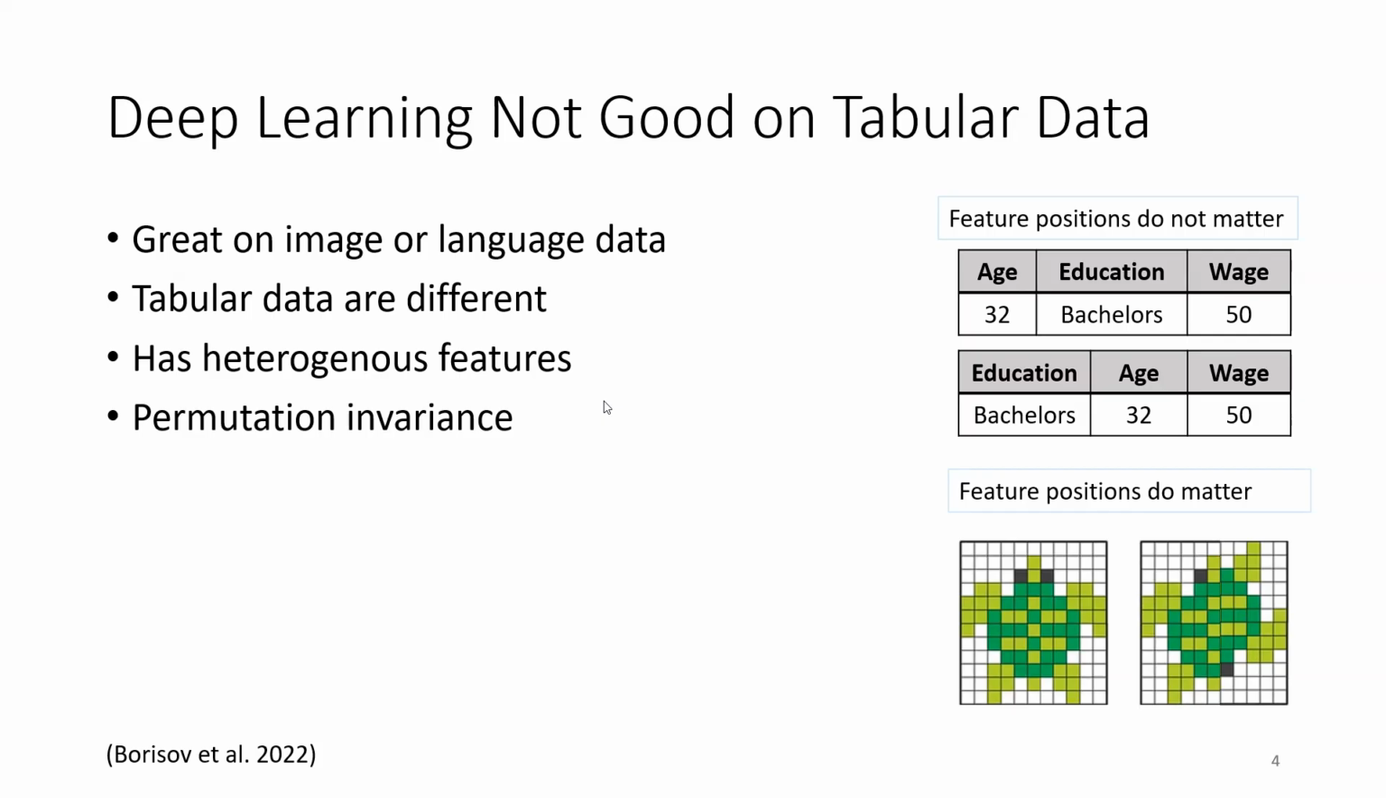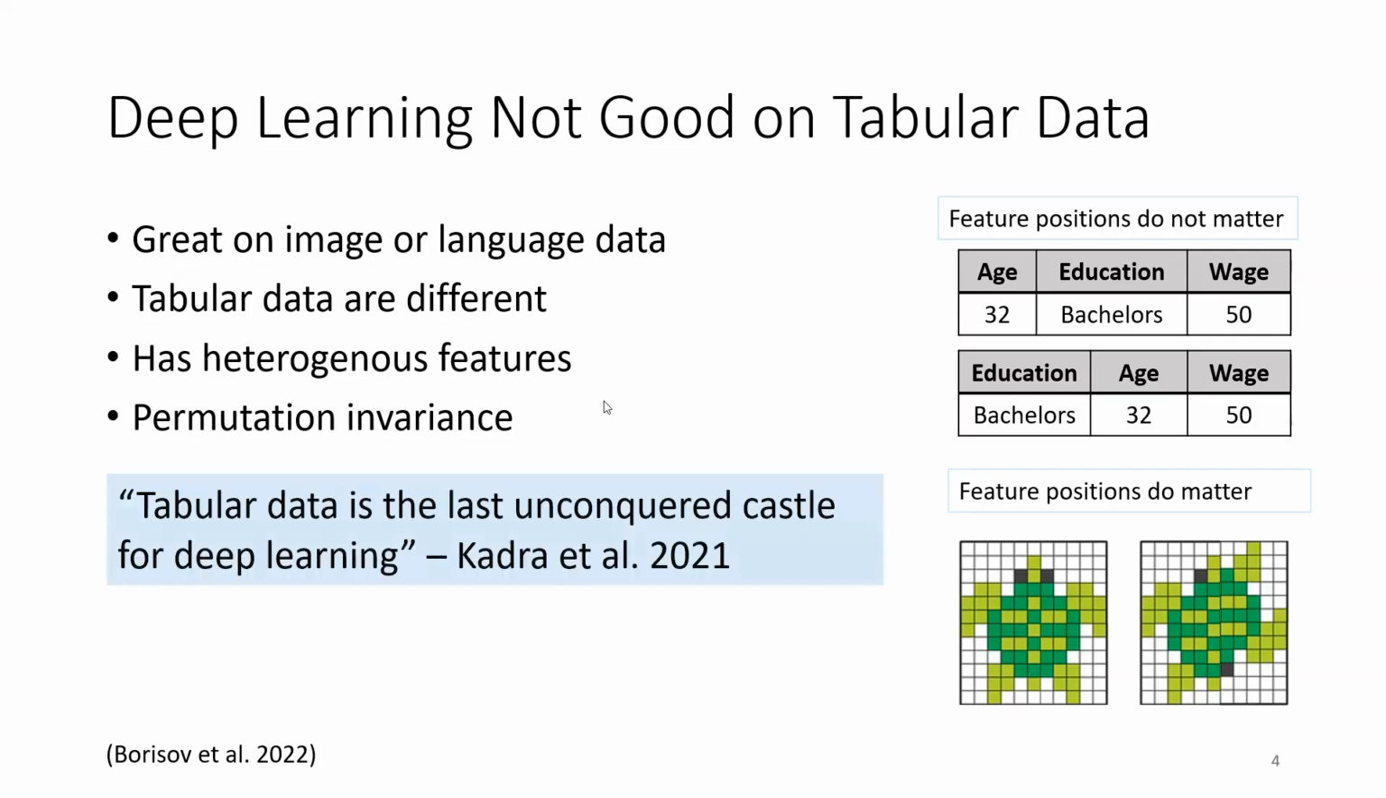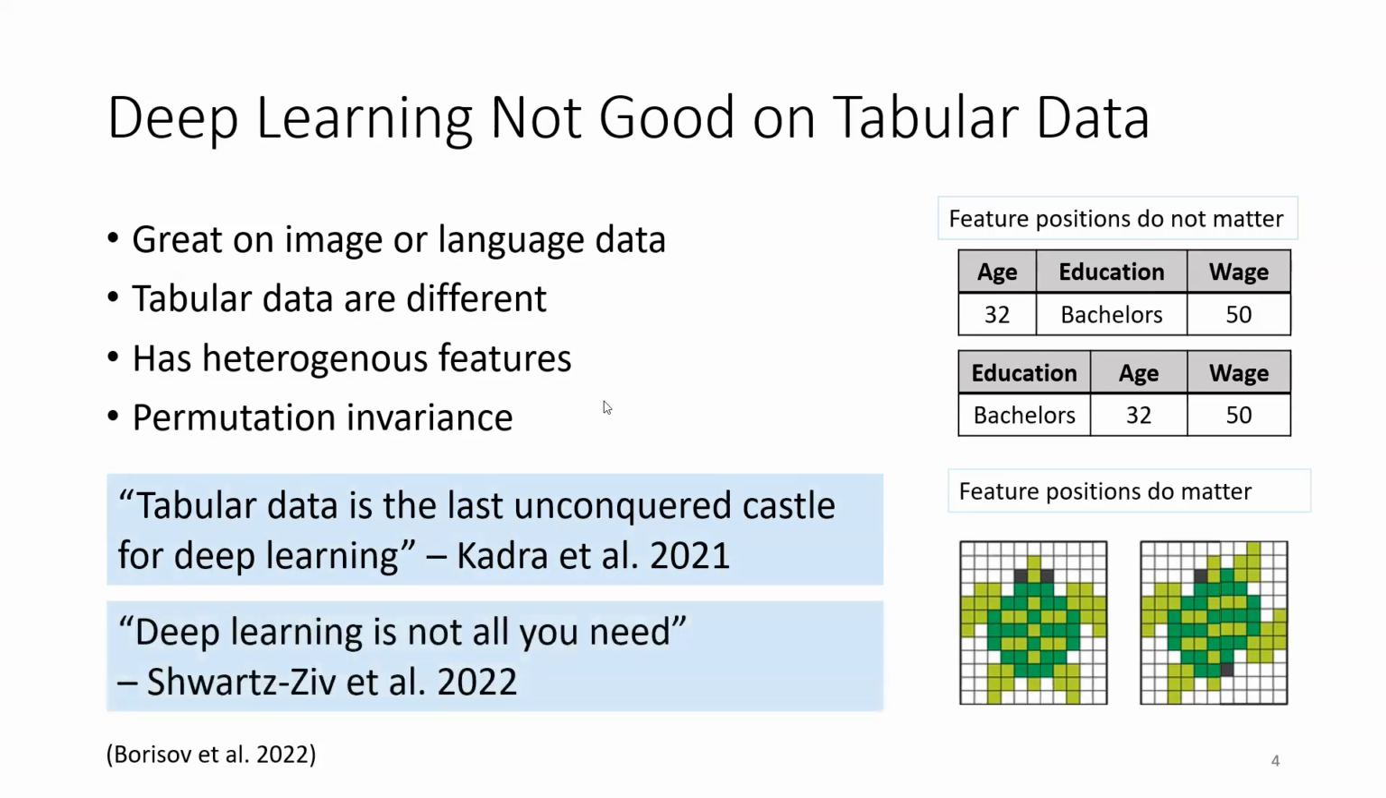For example, Caldera et al. say deep tabular data is the last unconquered castle for deep learning. Shourav et al. say deep learning is not all you need. Therefore, improving deep learning on tabular data is a hot research topic.